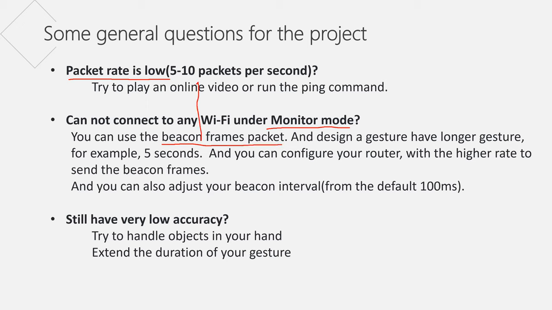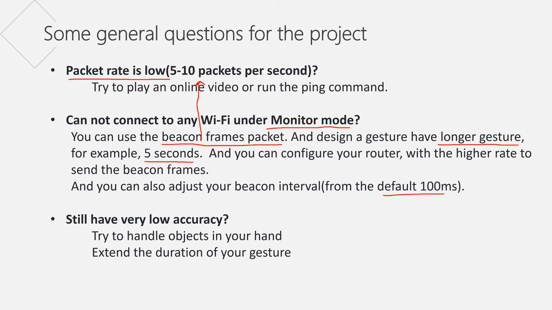Which means you have only 5 to 10, I guess it's about 9 packets per second, since the default interval is 100 milliseconds. So what you can do is to design a longer gesture. For example, you can have 5 seconds for a gesture. Normally we will have only like 1 or 2 second gestures if you have enough packets. But in this case, since you have fewer packets per second, you should extend the duration of your gesture to make sure you have enough packets to describe it.